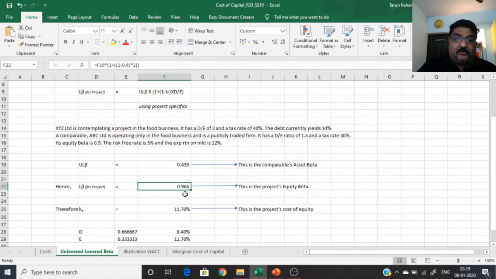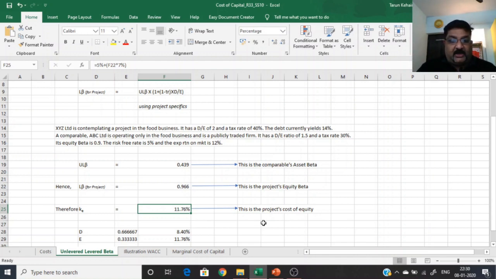So we have now arrived at the project's equity beta. Now we will use this particular beta to estimate the cost of equity for the project, using the capital asset pricing model: the risk-free rate of 5% plus your beta, which is 0.966, multiplied by RM minus RF, where the return on the market is 12 and the risk-free rate is 5. So the differential is 7. So we multiply this by 7%. So this is how you compute the cost of equity for the particular project.